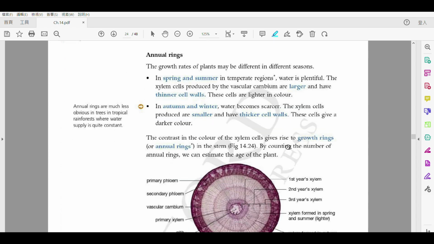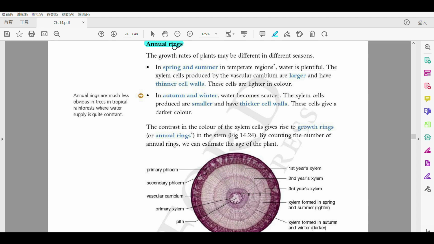And after that, we're going to talk about a more familiar topic you may have heard of. That would be the annual rings. Annual means year, or what, if you study economics, you know biannual, or by year, right? So when we talk about this annual ring, you may have heard that one annual ring refers to 1 year, equals to 1 year.